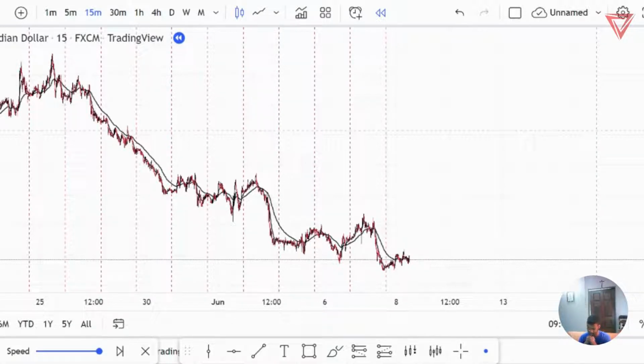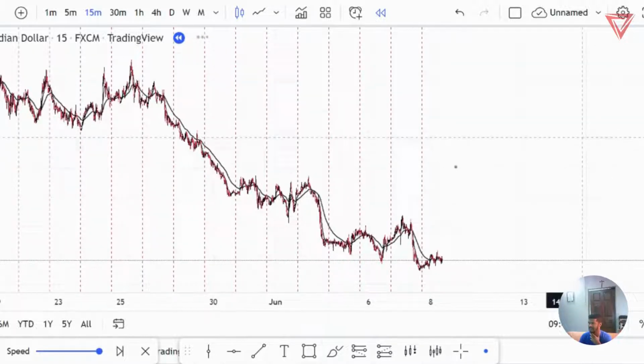Now, with USDCAD, the first thing you want to do is identify the overall direction. Obviously, this is not just on USDCAD. With any currency pair or any asset class, you have to identify the overall direction. Very, very important. And how do you identify the direction? You can literally just eyeball it. You can literally just look at it.